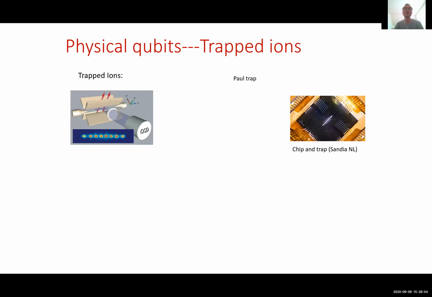So the next one is also a very popular one, which is using trapped ions. So as you can see, there are some particle traps here. They are in fact ions that are trapped using electric field to confine these ions, because the ions have repulsion. So this forms a chain here. You could also use a chip. This is designed from the Sandia National Lab.